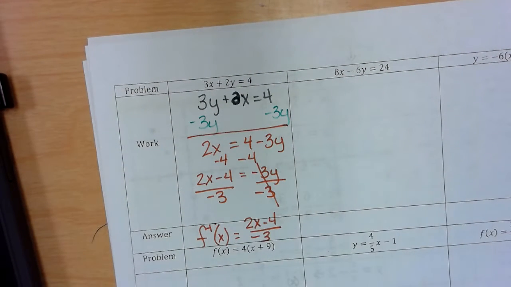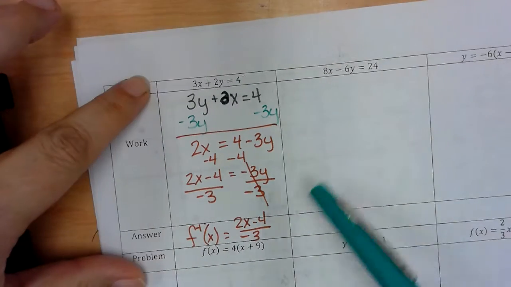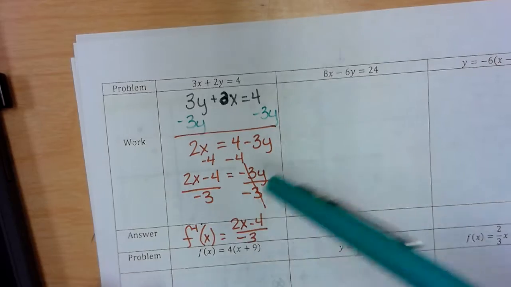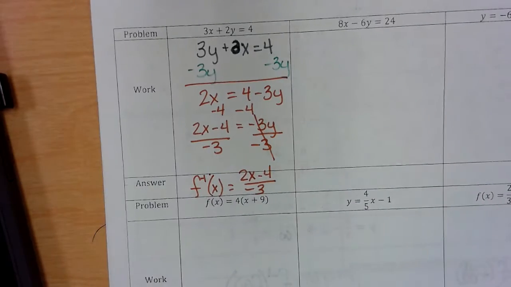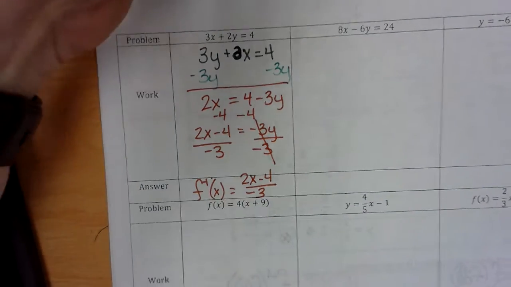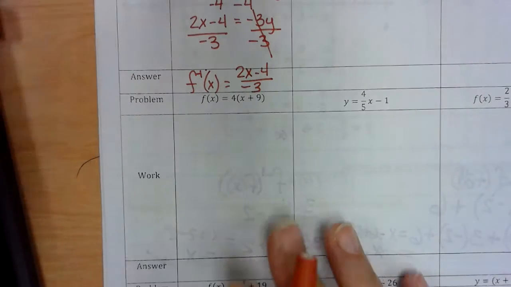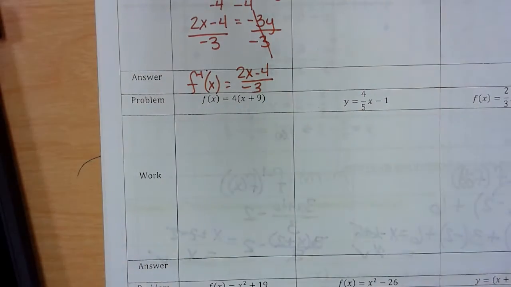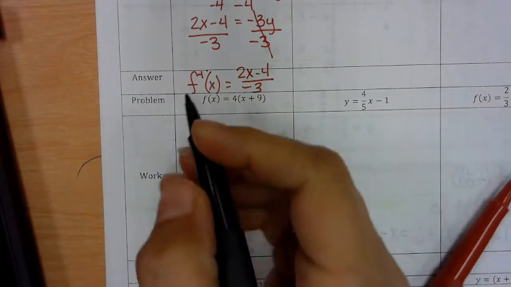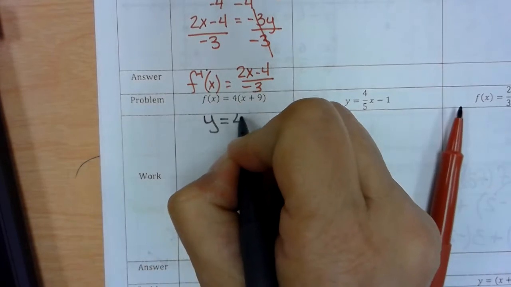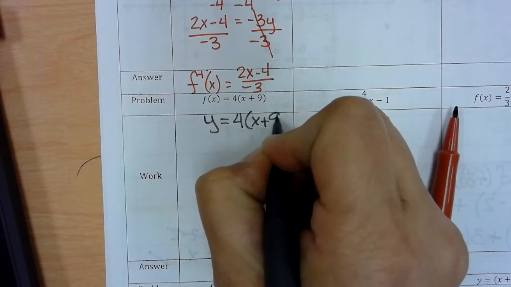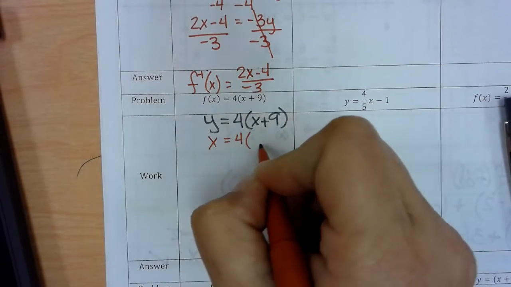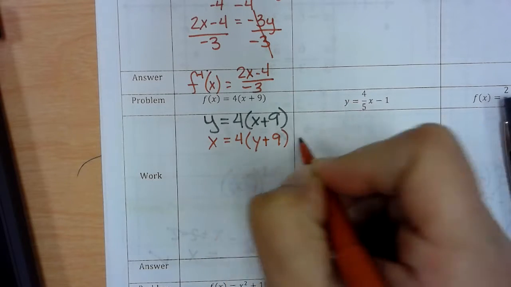Okay, so whether it's a standard form or mx plus b form, it doesn't change the steps you do. You simply do that switch. Okay, so another example. This one has x inside the parentheses, but those steps stay the same. So first we're going to rewrite it as y equals 4 times (x plus 9). And then we'll do our swap. x equals 4 times (y plus 9).